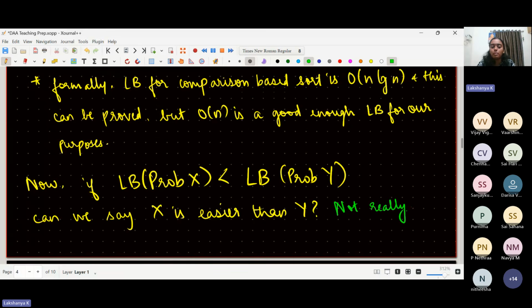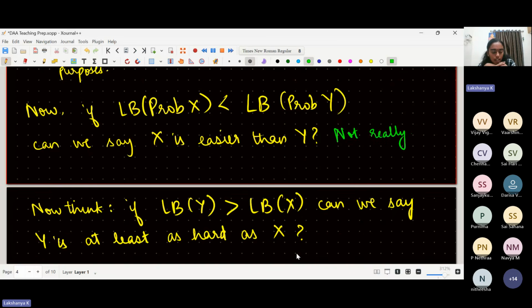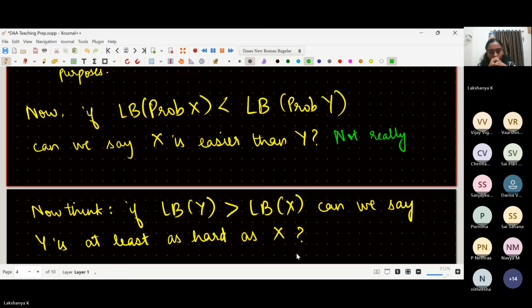So lower bound of a problem is a theoretical notion. So just because lower bound of x is less than lower bound of y, you cannot say x is easier than y. Make sense? Yes. Okay. So conversely, if the lower bound of y is greater than the lower bound of x, can we say y is at least as hard as x? I'm not saying y is tougher than x, but can we say y is at least as hard as x? So the answer is kind of yes.